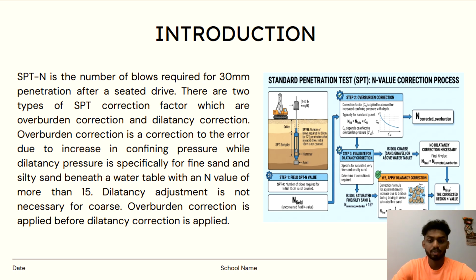There are two main types of corrections: overburden correction, which accounts for confining pressure, and dilatancy correction, which applies mainly to fine sand and silty sand below the water table when N is greater than 15. It is important to note that overburden correction is applied first, followed by dilatancy correction if needed.